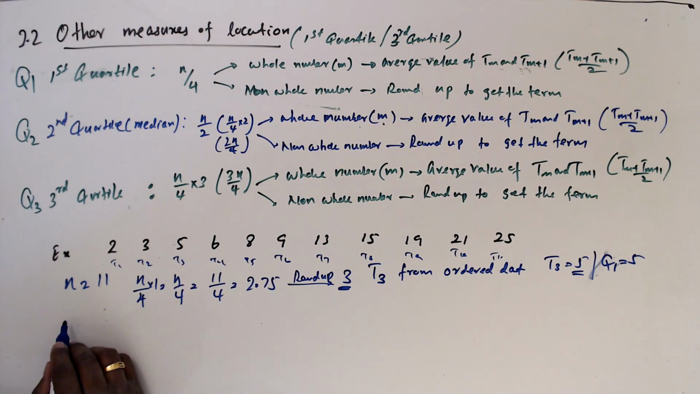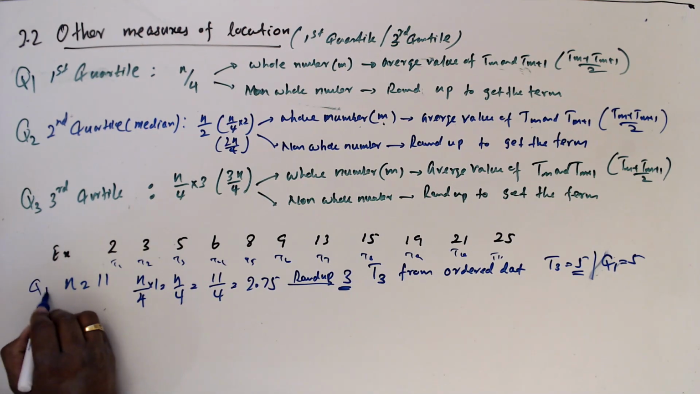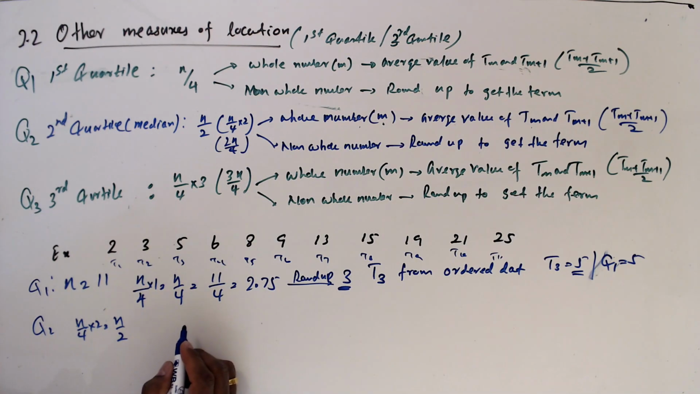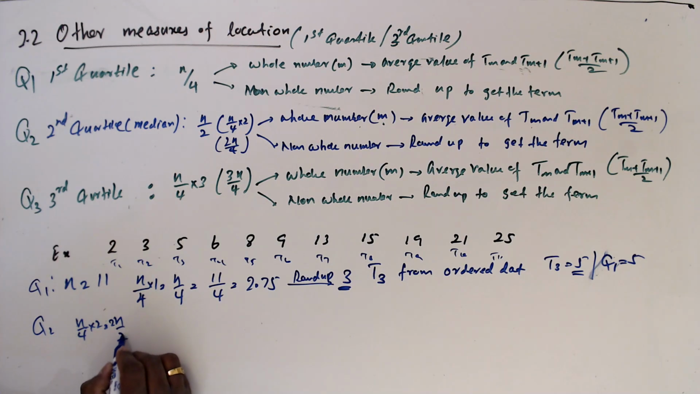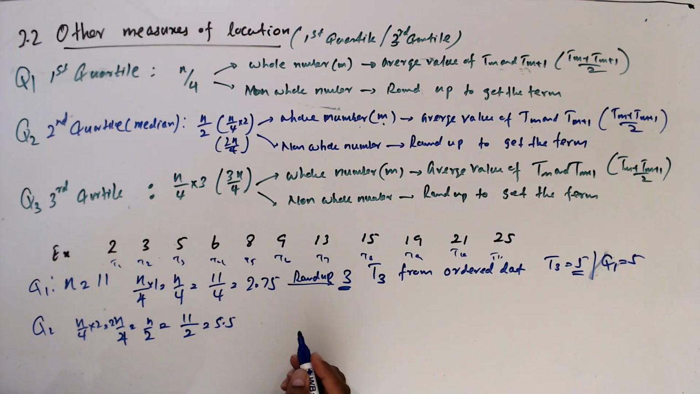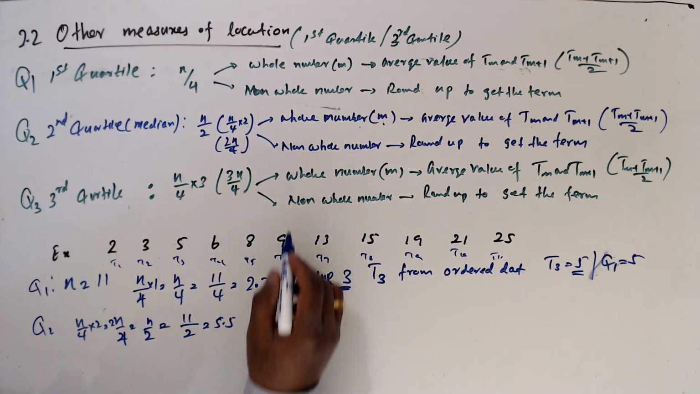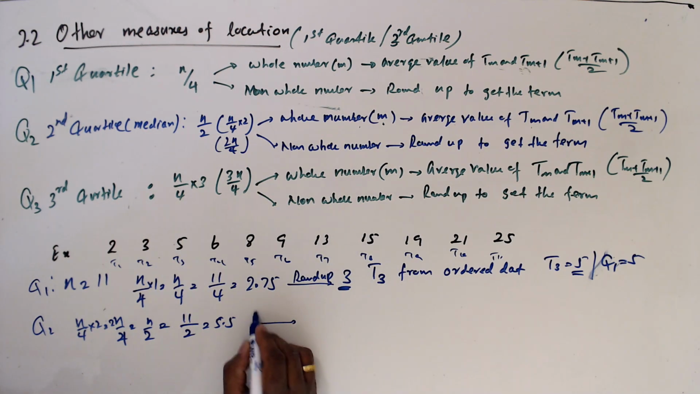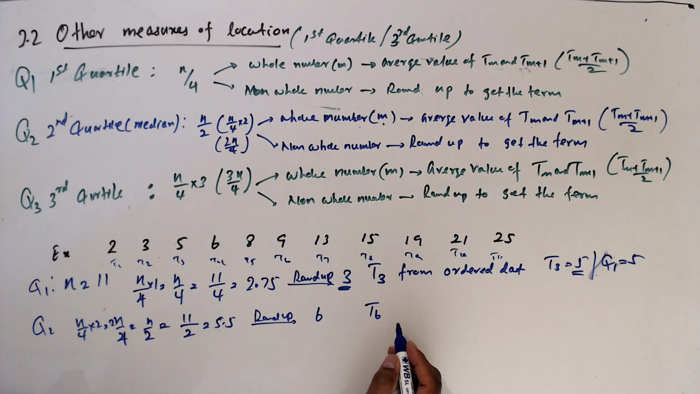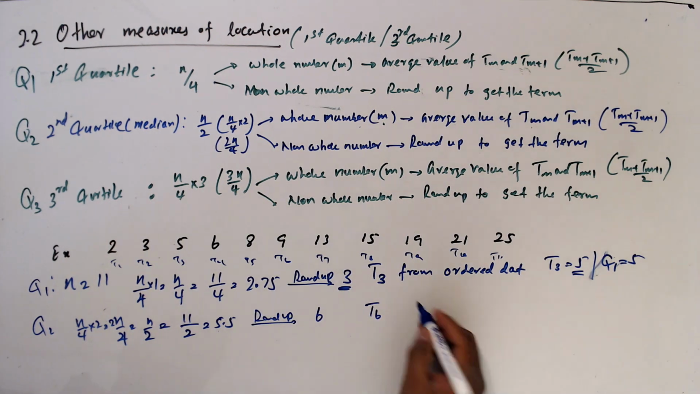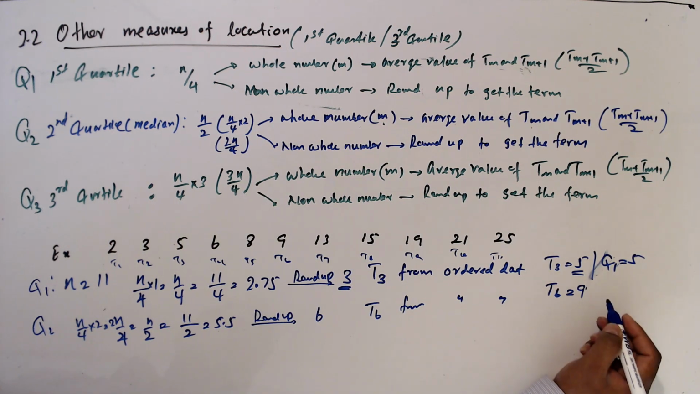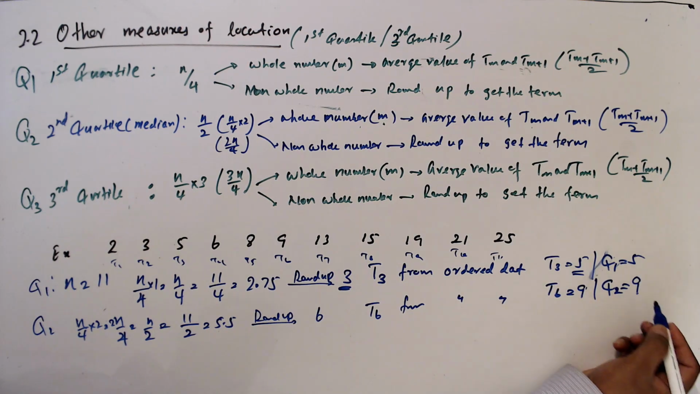Now let's find the median. Q2: what is it? N divided by 4 multiplied by 2, or simply n divided by 2. So 11 divided by 2 is 5.5. It is not a whole number. So then round up: 5.5 rounds up to 6. Take the 6th term from the ordered data. T6 is 9. It means the median, or the second quartile, is 9.